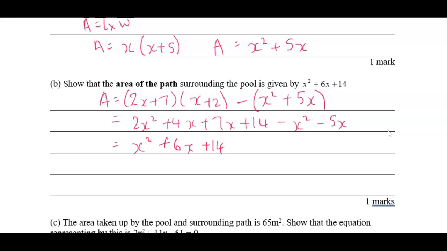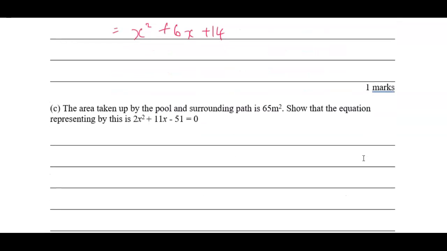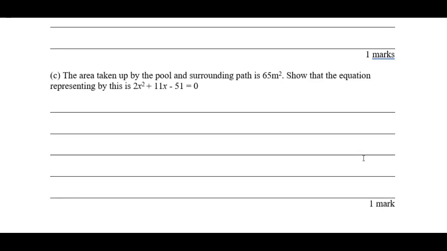Beautiful. And I've now shown. Okay, so that's all you had to do. This first part, the whole area minus your pool, expand it, and then you've got your area of the path. All right, question C, the area taken up by the pool and surrounding path is 65 meters.